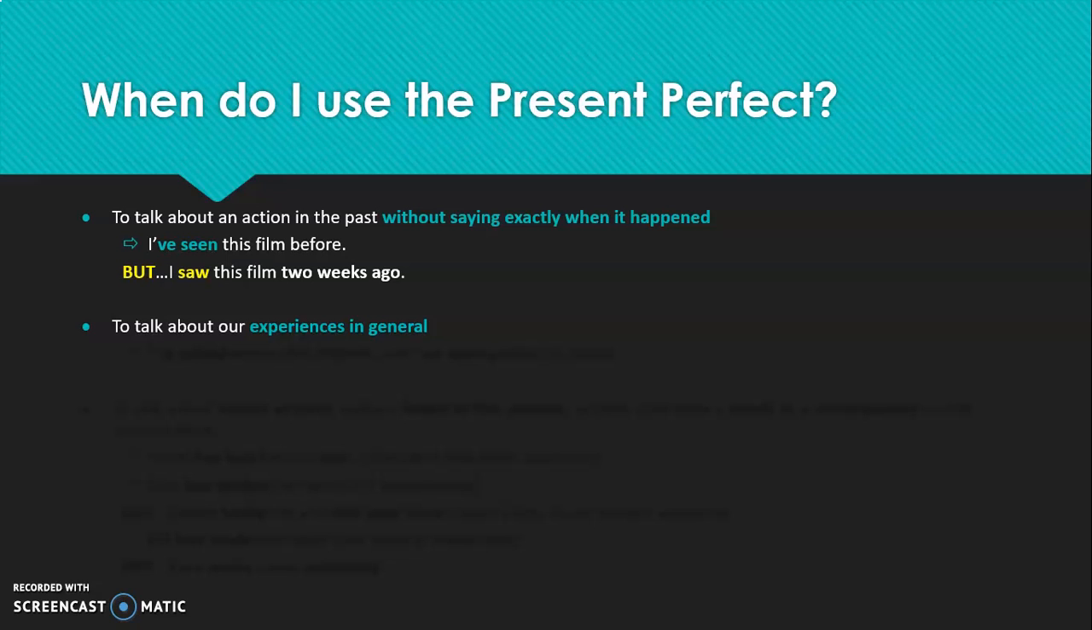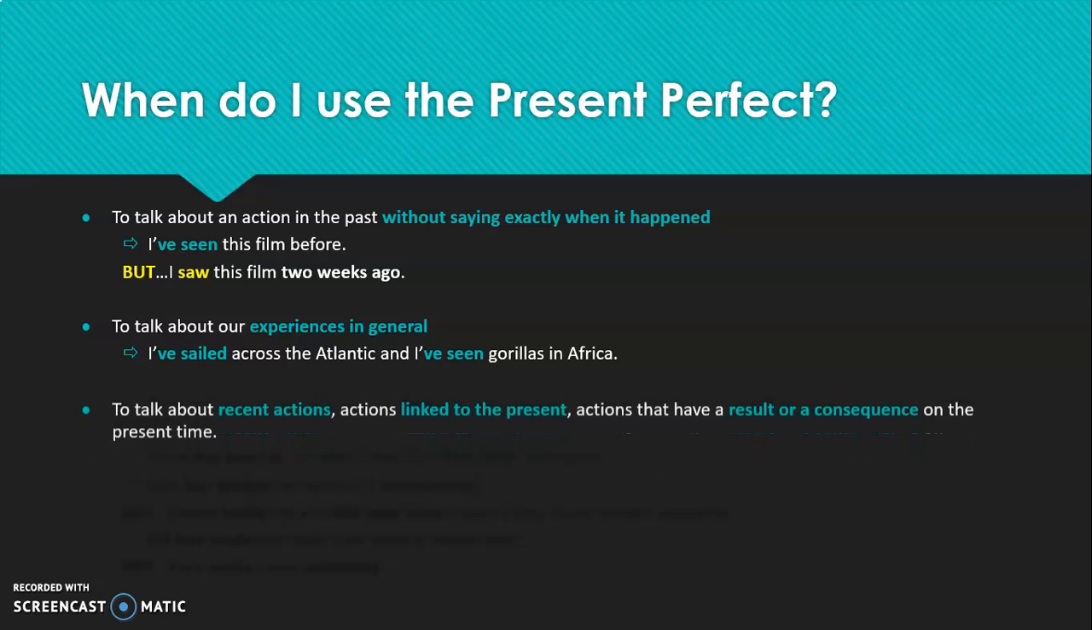Another case would be to talk about our experiences in general. It's similar to the other one, but it's about our life experiences. So usually you don't say exactly when these happened, but we are just talking in general. For example, I've sailed across the Atlantic and I've seen gorillas in Africa. Again, I'm not mentioning when these situations happened, but I'm just talking in general about my life experiences.